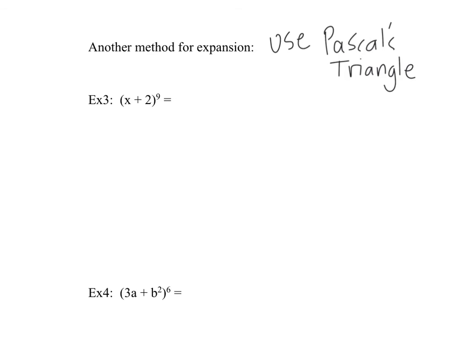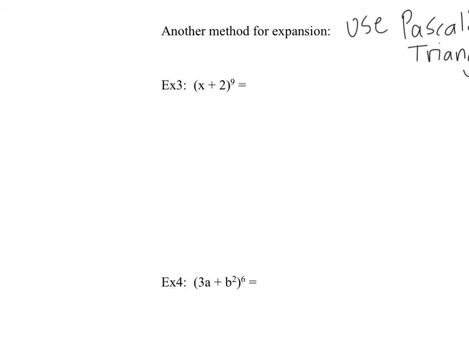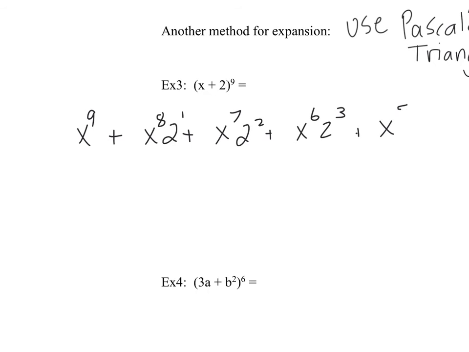All right, we have x plus 2 to the 9th power. So I'm going to end up with 10 different terms in my expansion. So let's see what that looks like. Well, it's going to start with x to the 9th. And then there's going to be an x to the 8th term times 2. And then there's going to be an x to the 7th term times 2 squared. X to the 6th, 2 cubed. X to the 5th, 2 to the 4th.